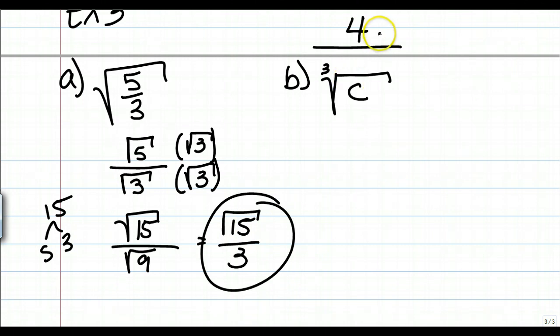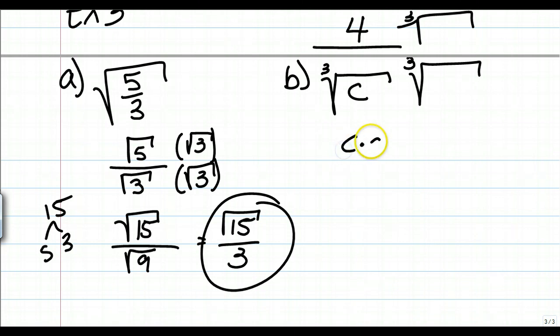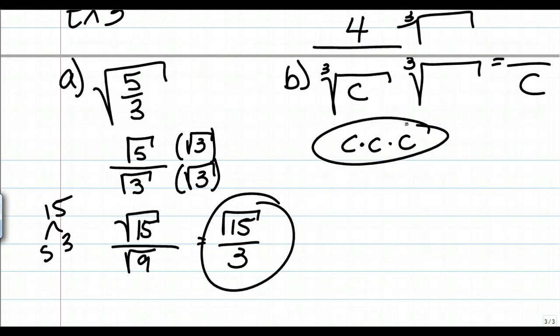This one right here, I have the cube root of c on the bottom, and we want to make it just a c. So we've got to multiply it by the cube root of something to the top and the bottom because it is a cube root, not a square root. So you want to get c times c times c so that we could just have the answer c on the bottom. So we can find buddies of 3.